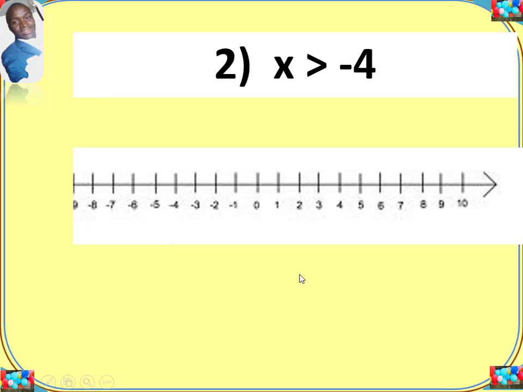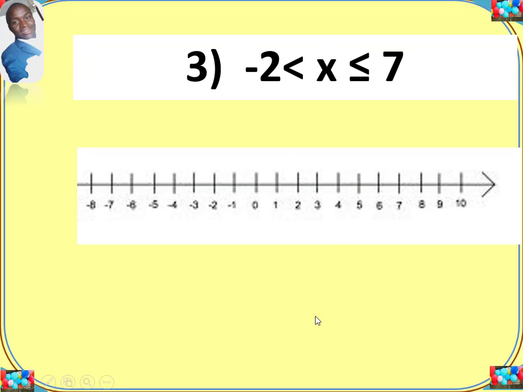Then another example here is x is greater than -4. We are required to represent this on the number line. The number line, I've sketched it, is here. Now, greater than, here we use an open circle, greater than -4. This simply means -4 is exclusive. You can see that values starting from here after -4 to this side are all greater than -4. They satisfy the values of x.